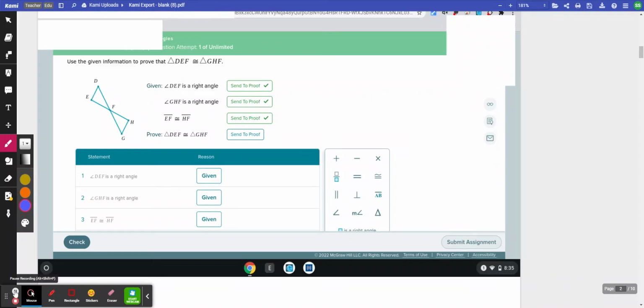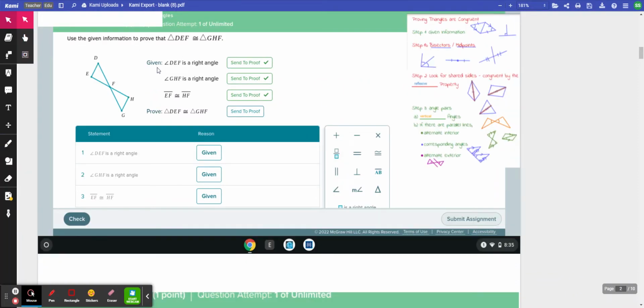Okay, so here we're doing another proof. All right, so we're given that angle DEF is a right angle. So we should always mark things like that onto the picture. It's a right angle. Angle GHF is a right angle. And segment EF is congruent to segment HF. So those are all given, and so we pull them into the proof as given.